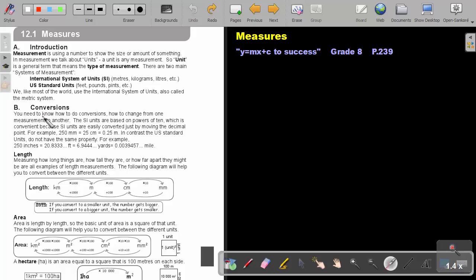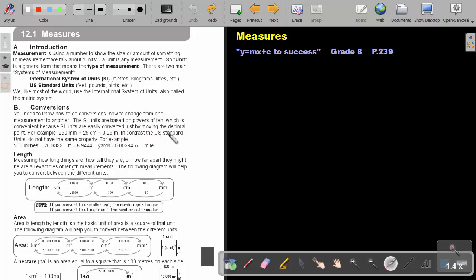Conversions. You need to know how to do conversions, how to change from one measurement to another. The SI units are based on powers of 10, which is convenient because SI units are easily converted just by moving the decimal point. For example, 250 millimeters equals 25 centimeters equals 0.25 meter.